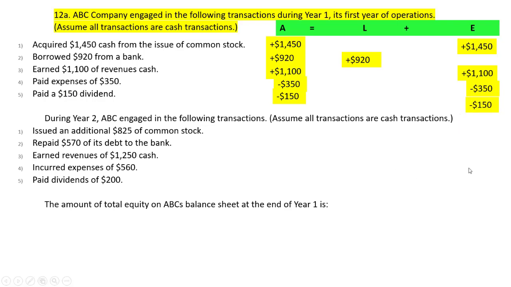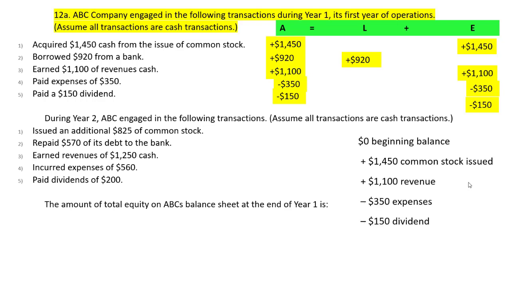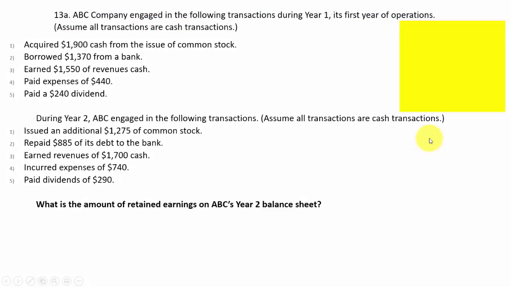So let's recap this. To get our total amount of equity on the ABC balance sheet at the end of year one, start with the beginning balance of equity, which is going to be zero because it's year one for the company. Add common stock, add also the revenue, subtract off the expenses and the dividends, and the answer here is at the end of year one, total equity for ABC Company's balance sheet will be $2,050.